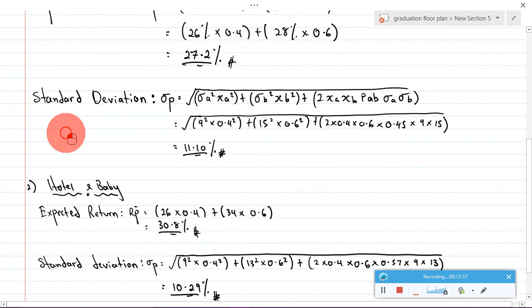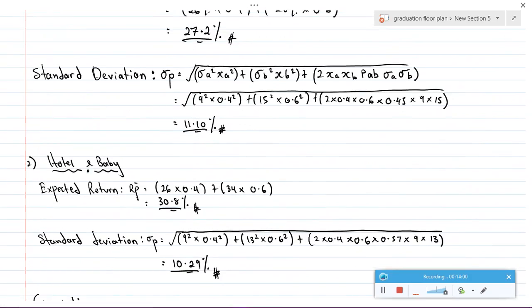Now, let's make a conclusion. The first one, hotel and honey, we get a return of 27.2%. But hotel and baby we get 30.8%. So this one is higher, right? Yeah. But not yet finished. We have to look at the risk now. Here it's 11.1%, here it's 10.79%. So which one has higher return with lower risk? Hotel and baby. So this has higher return with lower risk.